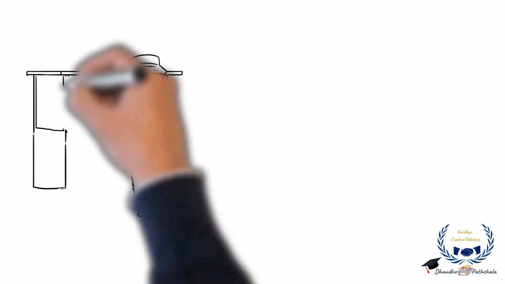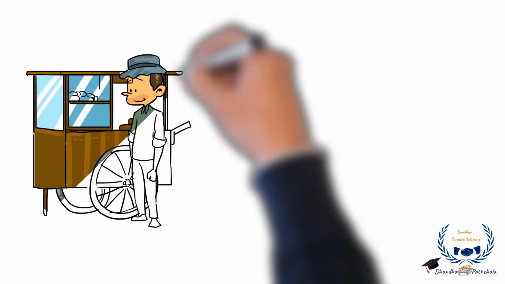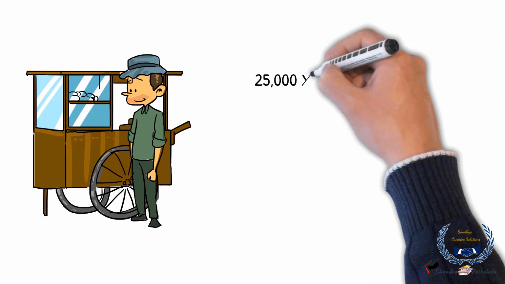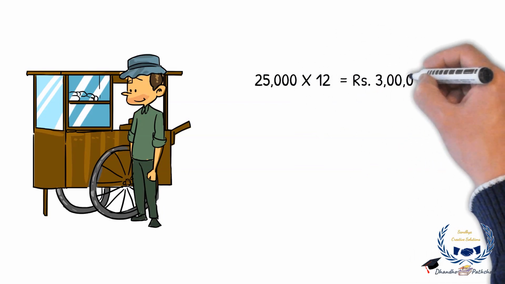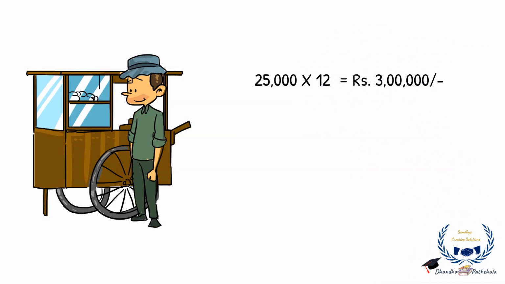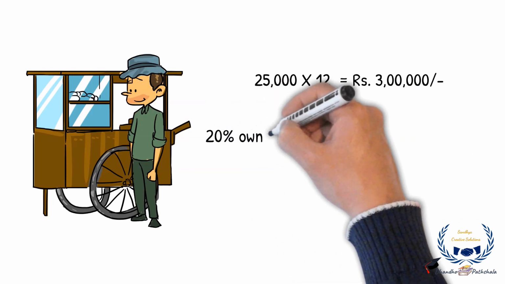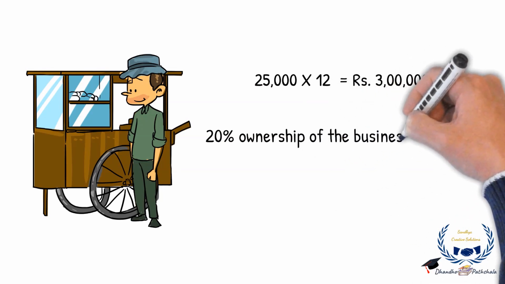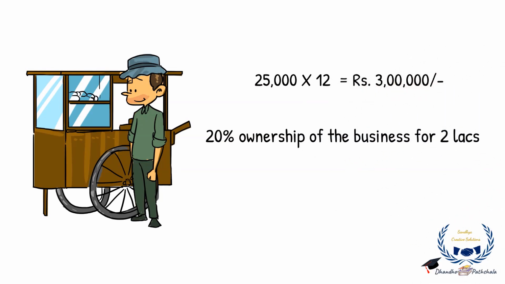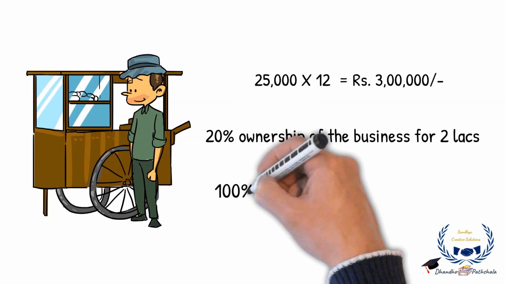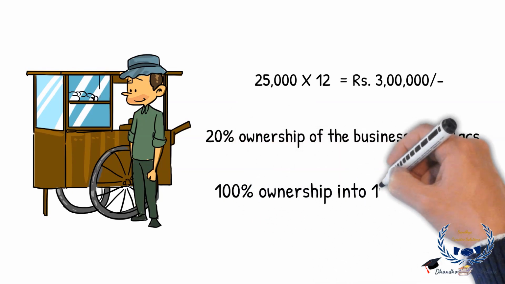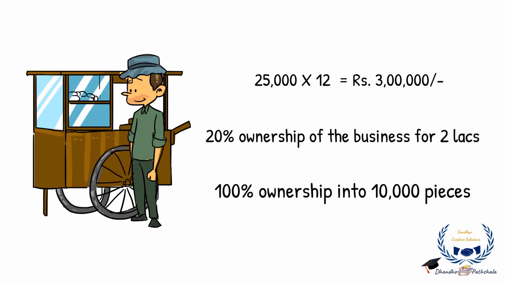Let's assume your friend has a retail shop. The business earns 25,000 rupees per month, which means 3 lakhs rupees per year. Your friend needs to raise fund to expand the business, so he decides to sell 20% ownership of the business for 2 lakhs. But he is unable to find any investor, so instead of selling a chunk of the business, he decides to break it down into shares. So he breaks the total 100% ownership into 10,000 pieces.